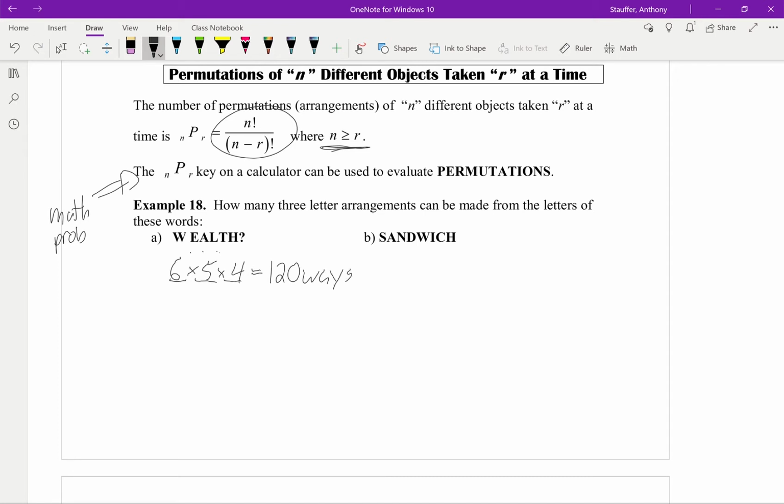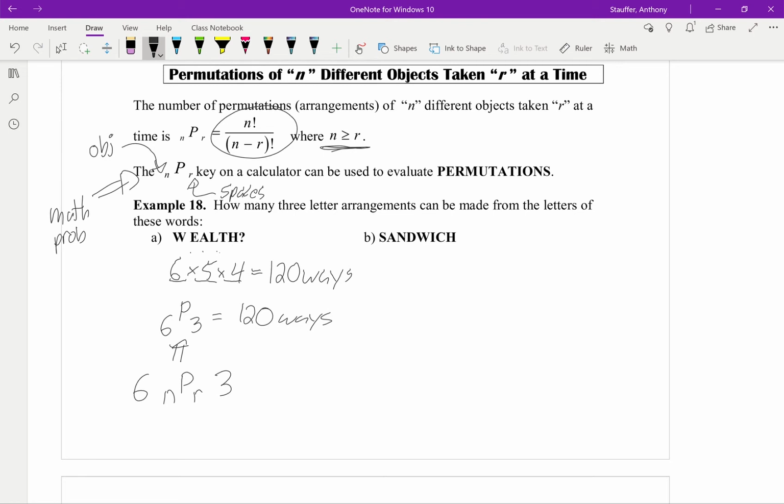Or what I could use is this nPr. The n stands for the number of objects, and the r is the number of spaces. So I go 6 because we have 6 objects, and then I have 3 spaces, and this would give me 120 ways. If you're putting this into the calculator, you'd have to put it in as 6 nPr 3. That depends on what operating system your calculator is on, but just so you guys know. And that should equal 120 ways.